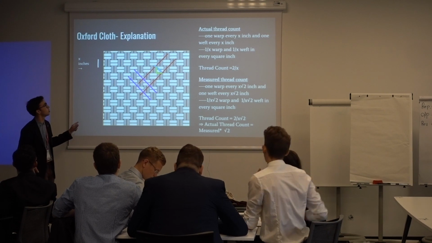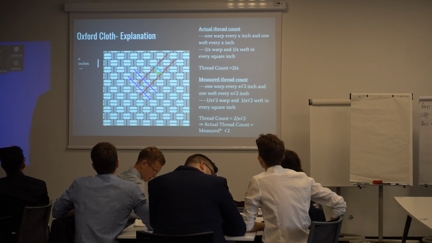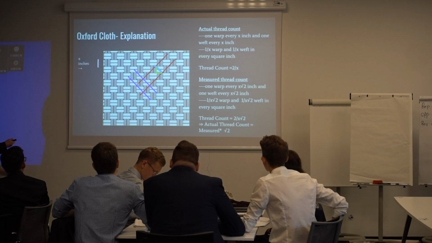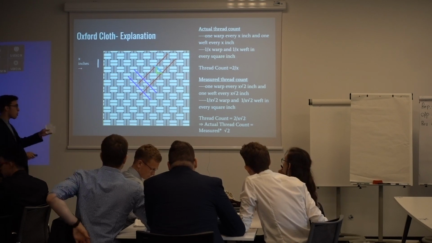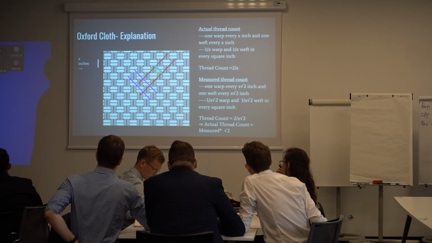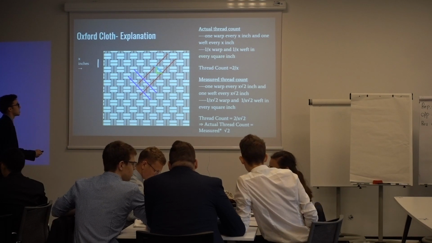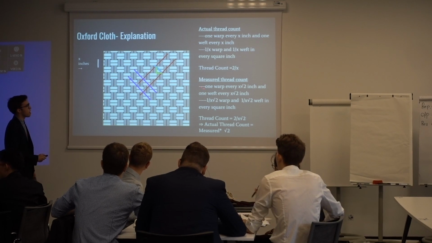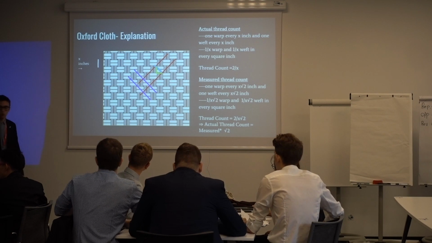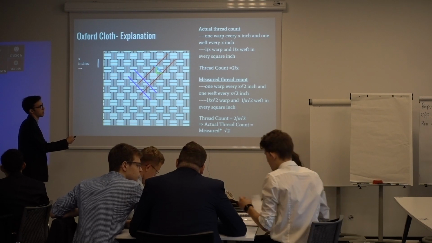So as you can see, here is a modeling of the Oxford cloth. Let's say that this distance is x inches, and this distance again is x inches. So the actual thread count is 1 warp every x inch, and 1 weft every x inch. So we have 1/x warp and 1/x weft in every square inch. So the total thread count is 2/x. But the measured thread count is the most prominent lines here. These are the diagonals, the most prominent lines. And in this case, we have 1 warp every x times square root of 2 inch. We did that using the Pythagorean theorem in this triangle here.